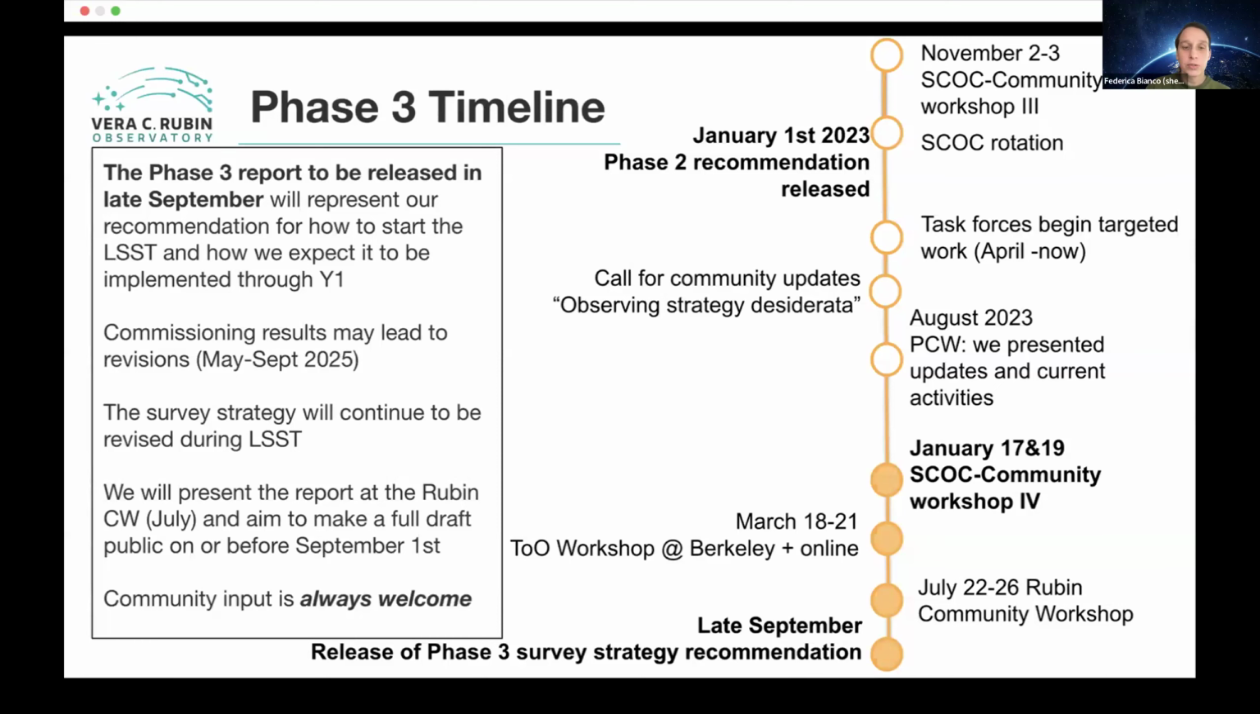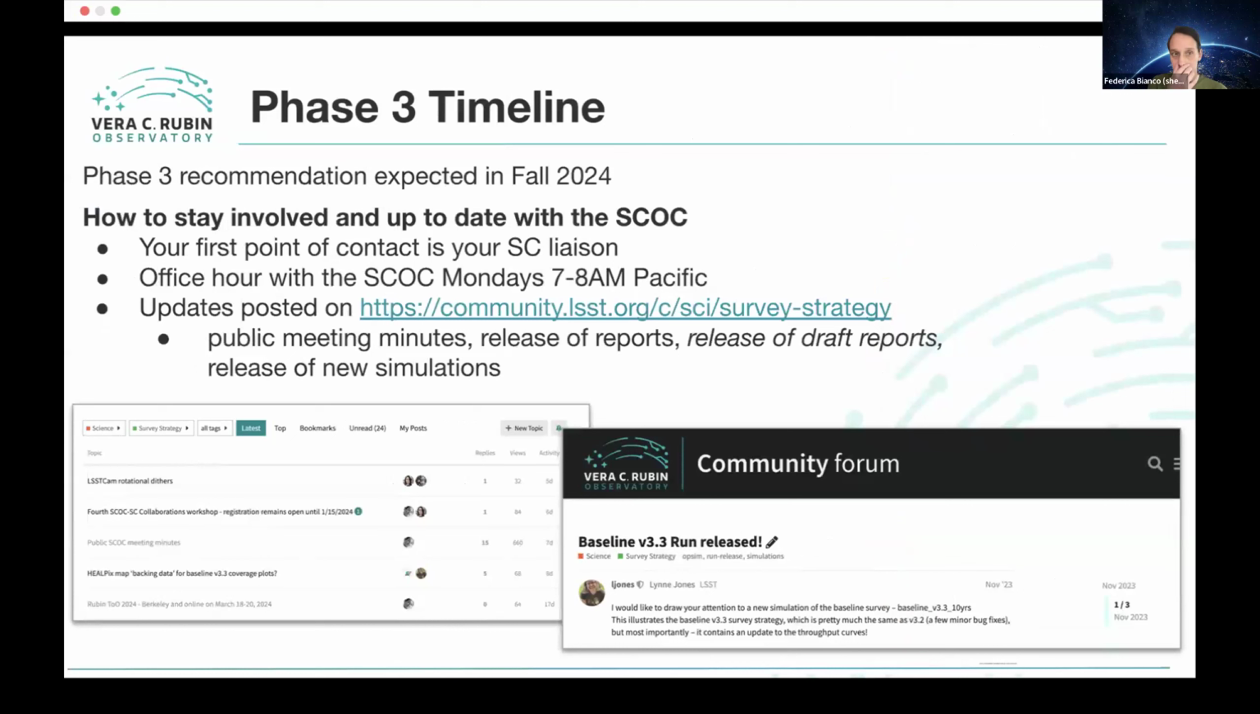And community input is always welcome, of course, in a number of ways. So, in fact, what are the ways in which you can talk to the SCOC? Your first point of contact, if you are in a science collaboration, is your science collaboration liaison. As I mentioned in the initial slide, where I presented the SCOC members, it's indicated which SCOC member is a liaison into your science collaboration. This information is also available on the SCOC website.